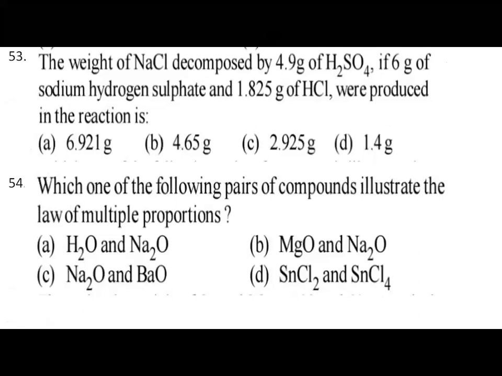The weight of NaCl decomposed by 4.9 grams of H2SO4, if 6 grams of sodium hydrogen sulfate and 1.825 grams of HCl were produced in the reaction, is? So what is the explanation here? Let us see the reaction first. The reaction says NaCl plus H2SO4. What do we get? We get NaHSO4 plus HCl. Yes, this is the reaction.